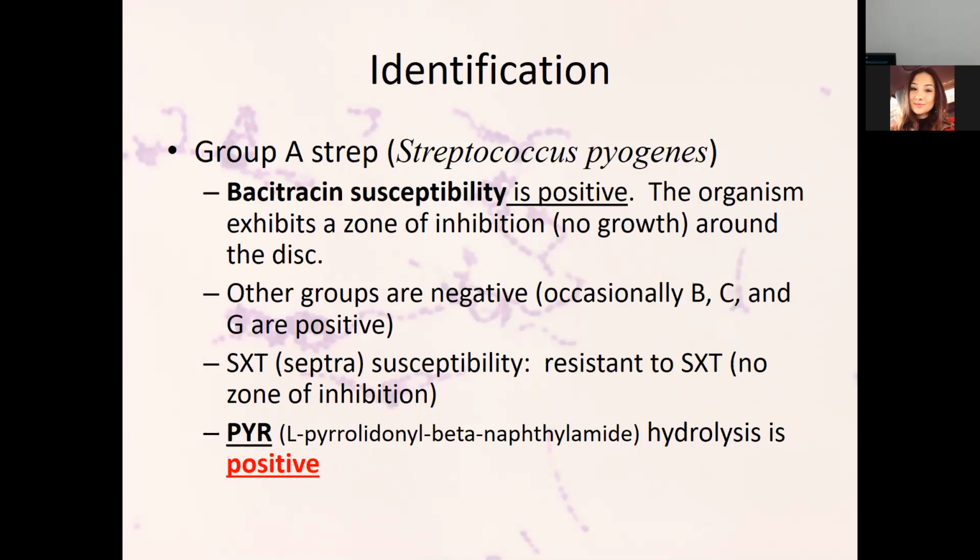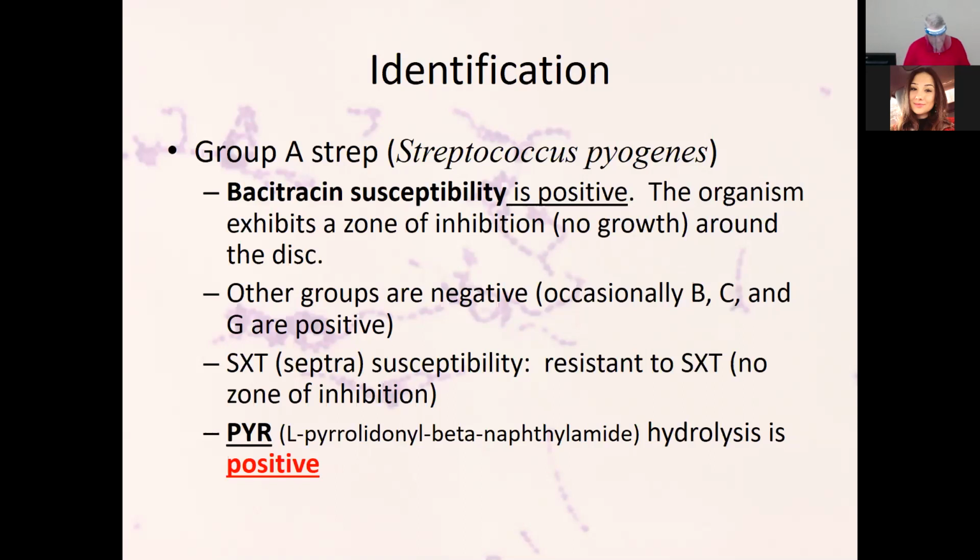These are the groups, representative species. And then we have this at the bottom. I think that's in your notes? Yes, the PYR. PYR hydrolysis: strep A is positive for PYR. So who can tell me what PYR is?